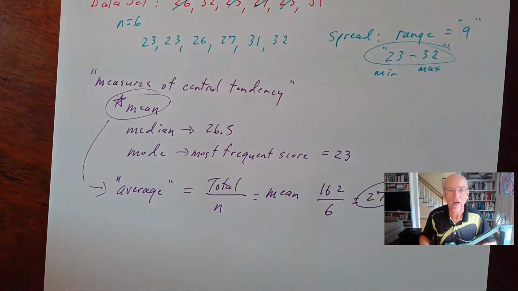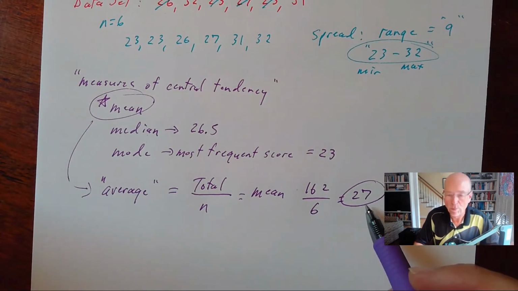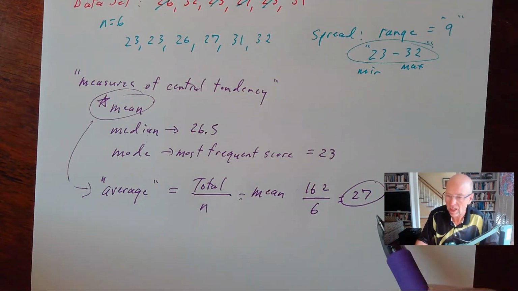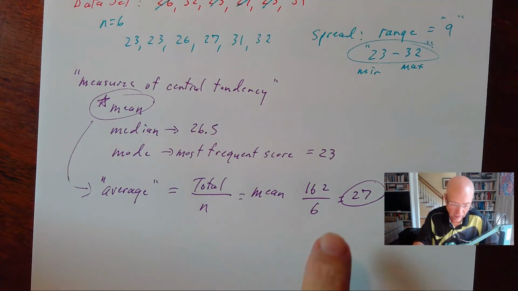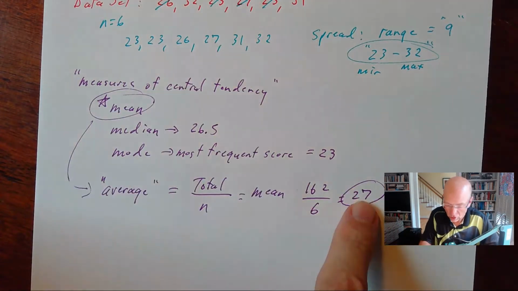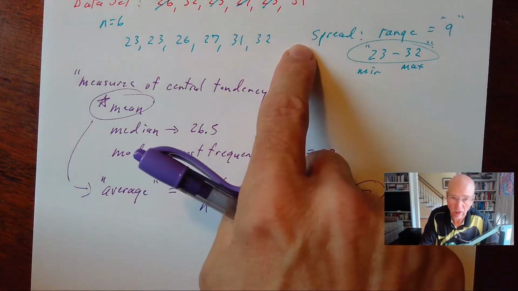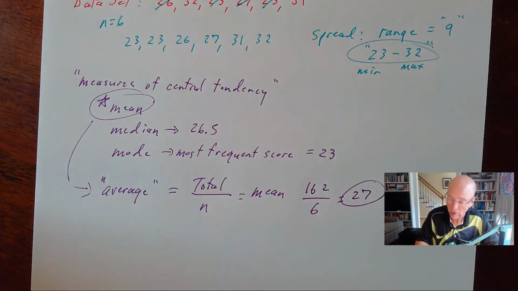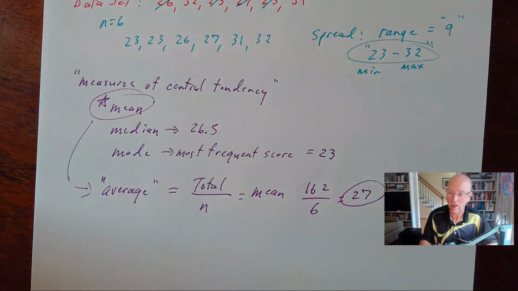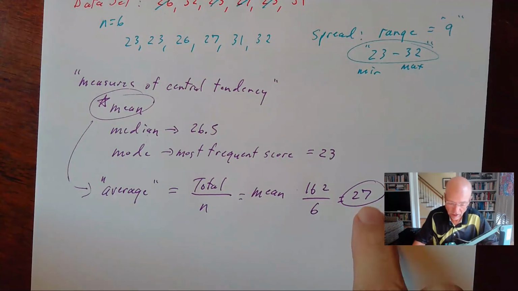All right, this is the best indication about where the middle of the data set is. There are a few situations where the mean can be misleading, but this is our best. Each of these numbers contributed to the mean. If this one had been a little bit higher, my mean would have been a little bit higher. If this one had been a little bit lower, my mean would have been a little bit lower. So it's kind of nice because everything's contributing to this score.